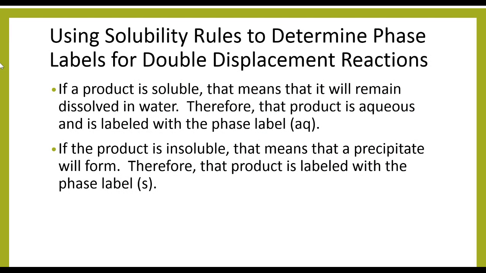Okay, so the reason why we care about solubility rules is we can use this to determine the phase labels for double displacement reactions. Okay, so if a product is soluble, something from Rule 1, that means it will remain dissolved in water. If it's dissolved in water, we describe it as aqueous. So we're going to put that phase label AQ after it. If the compound is insoluble, that's another way of saying a precipitate will form. When this happens, we're going to label the product as being solid because it's no longer dissolved in that water.